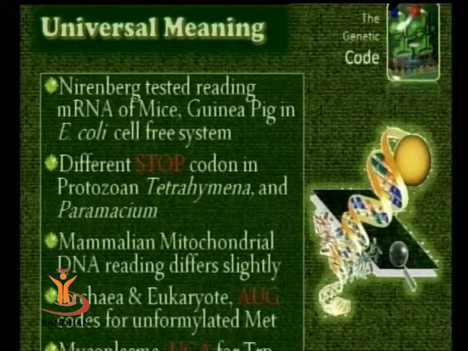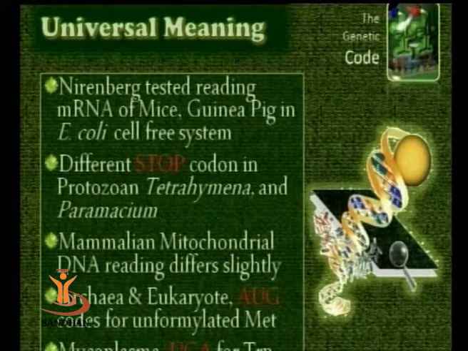Some very early forms of bacteria, which are called the archaebacteria, may also have some kinds of exception in genetic codes, but otherwise for almost all biological systems, as you can read in this particular slide, from guinea pig to mice to E.